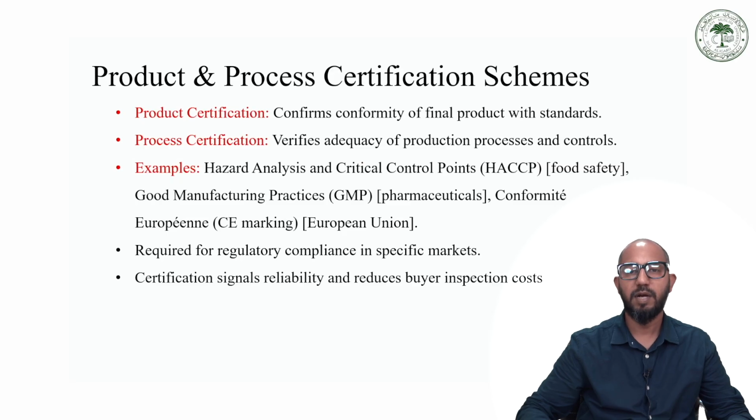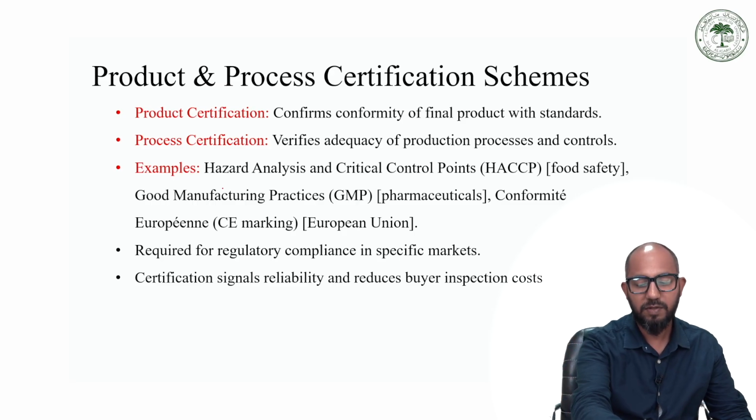Let us now try to focus on product and process certification schemes. The product certification confirms conformity of final products with standards and specifications. On the other hand, process certification includes verification of adequacy of production processes and controls.